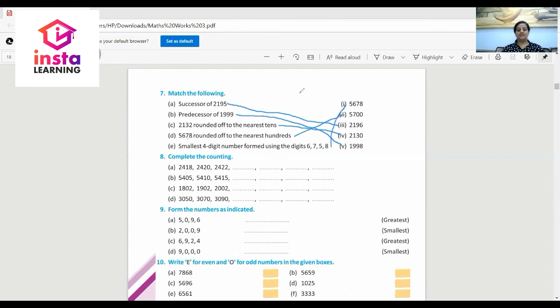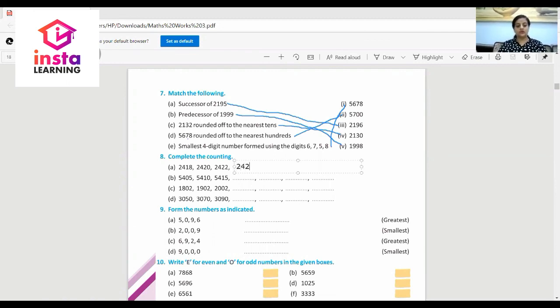This is the match the following. Now what we are going to do is complete the following. In that we have to see the pattern. 2000 is the same, 2418, and then 20, then 22. It means it is going to be added with 2.